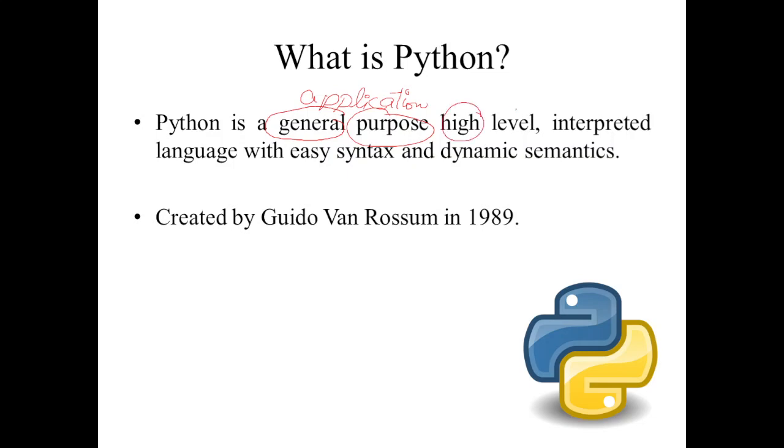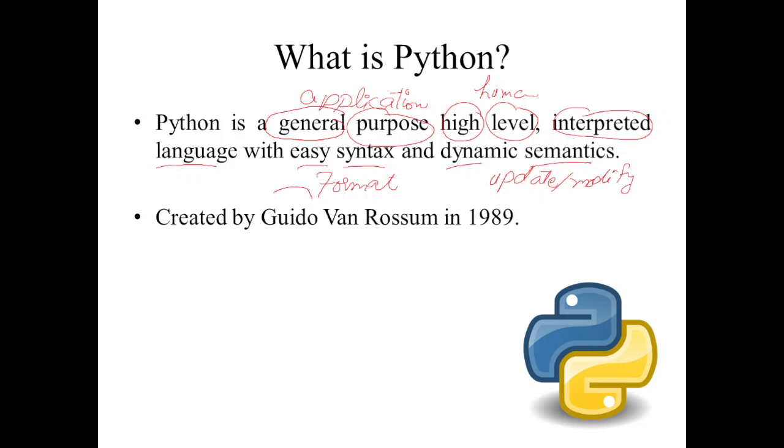Next, it is a high level language, which means it is directly readable by human. Its interpretation is very efficient. Computer can interpret this language in line by line form. Its syntax, that is its method to write, is very easy. You can easily write it without any complex rule, and it has dynamic semantics, which means you can easily update it and modify this language because it is open source.